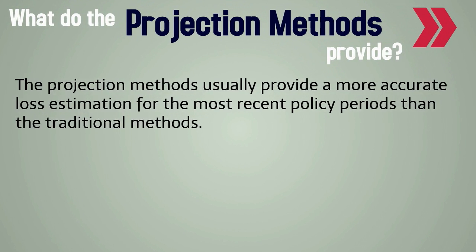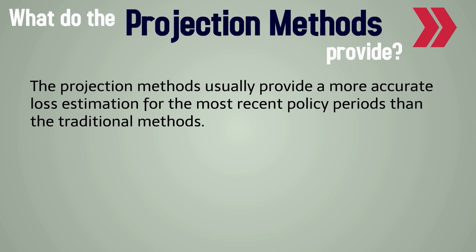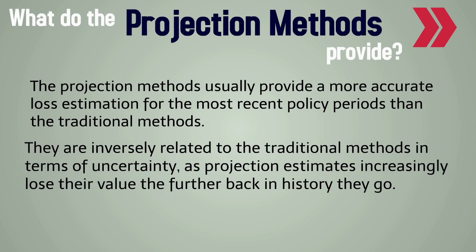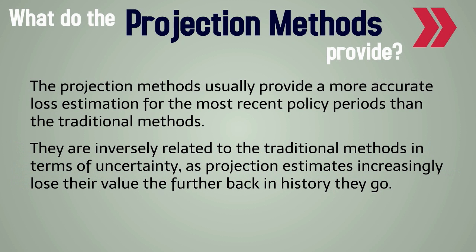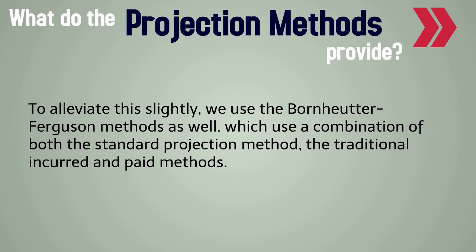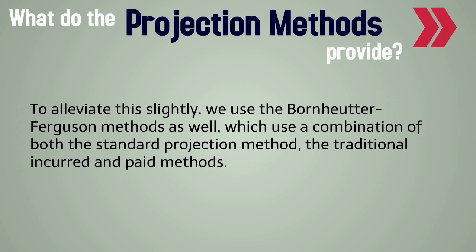The projection methods usually provide a more accurate loss estimation for the most recent policy periods than the traditional methods. They are inversely related to the traditional methods in terms of uncertainty, as projection estimates increasingly lose their value the further back in history they go. To alleviate this slightly, we use the Bornhuetter-Ferguson methods as well, which use a combination of both the standard projection method, the traditional incurred, and paid methods.